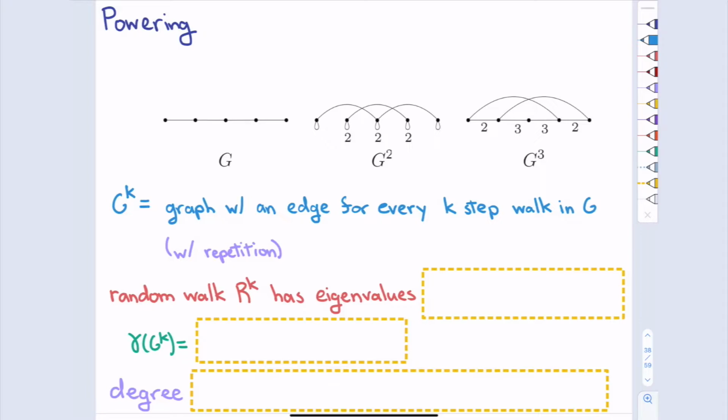So what would the eigenvalues be? Let's say that R had eigenvalues 1, mu2, mu3 down to mu(n) as usual. What would be the eigenvalues of R to the k?